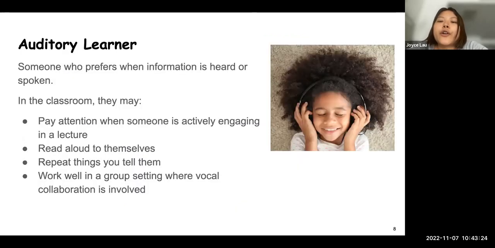The auditory learner learns best by listening to information and explaining things verbally. Within the classroom environment, they work well in groups where vocal collaboration is involved. They may read things aloud or even create songs to help them remember information. They may also prefer listening to lectures as opposed to reading from textbooks or going over class notes.